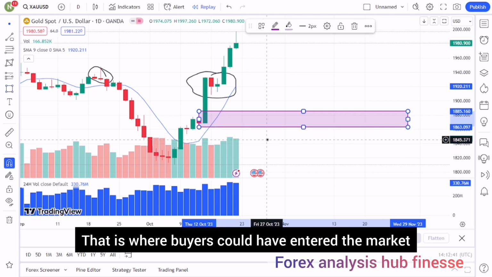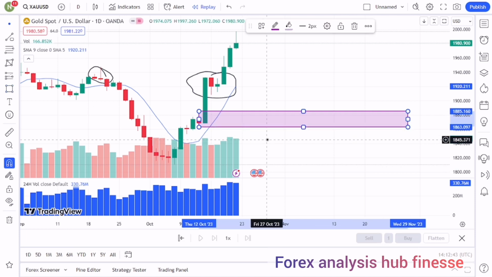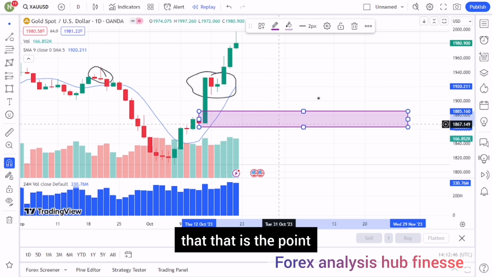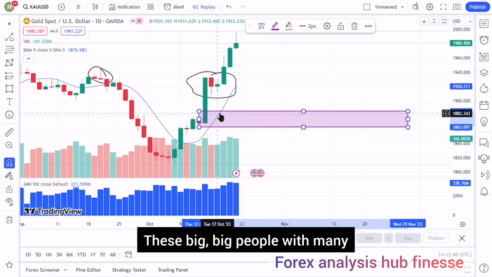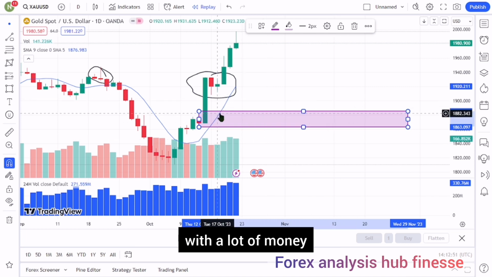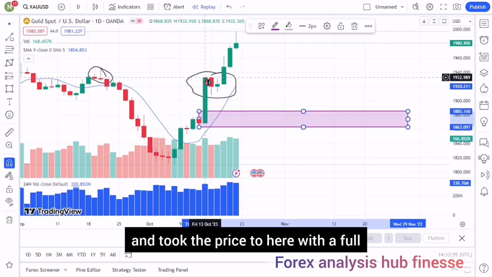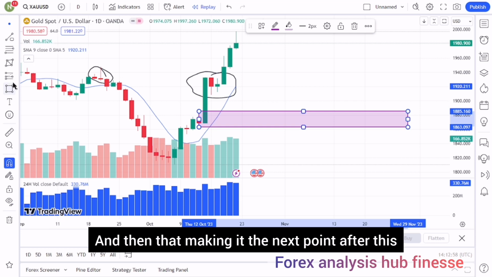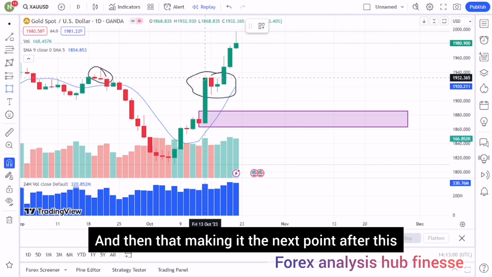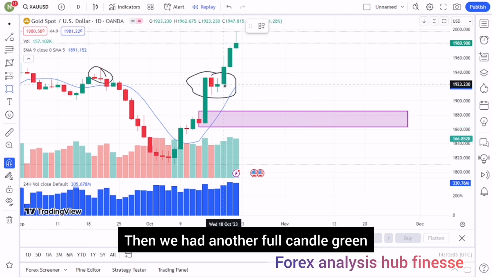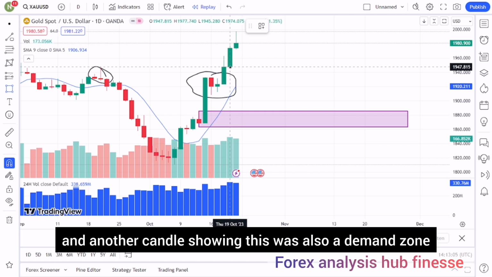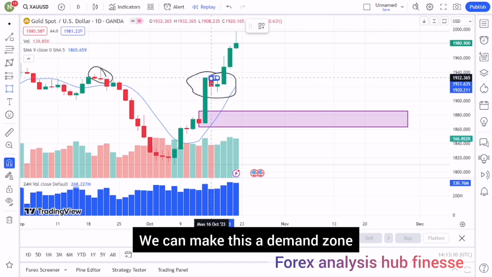That is where buyers could have entered the market, because it showed that is the point. These big players with a lot of money, that is where they entered the market and took the price to here at full throttle. Then we had another full green candle, and another candle, showing this was also a demand zone. We can make this a demand zone.